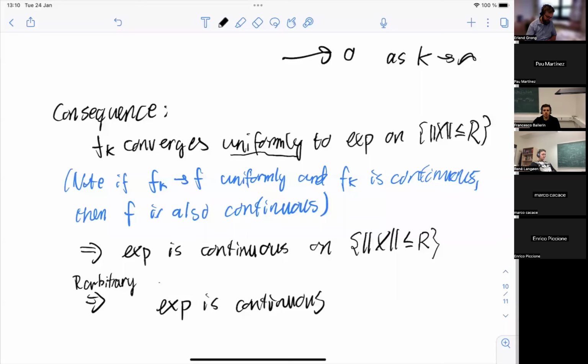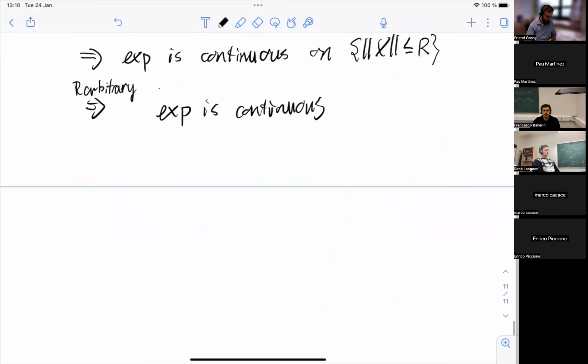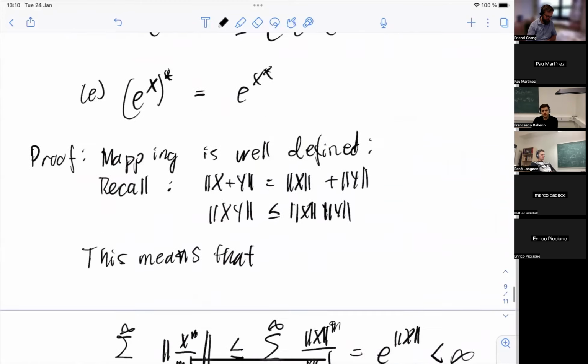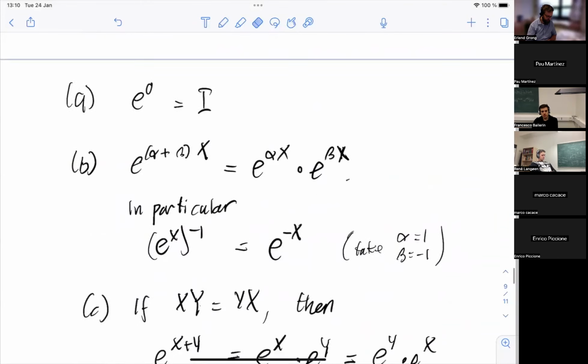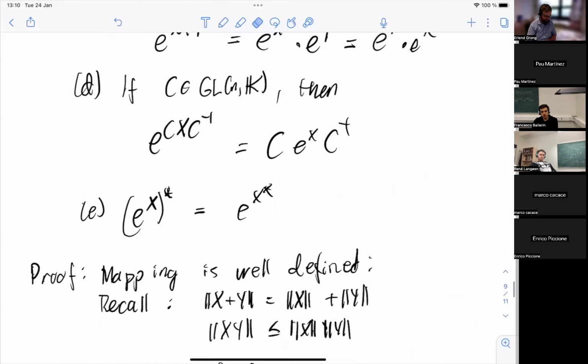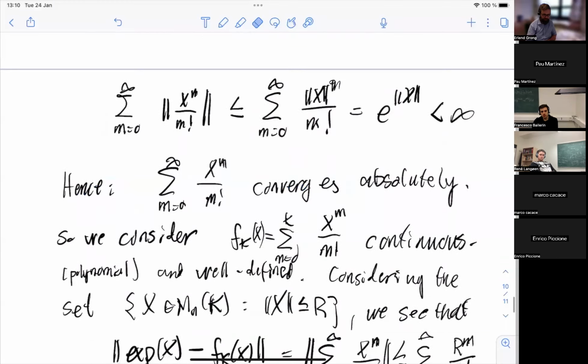Okay, then I'm resuming the recording again. Then we need to prove all of these other results. So we need to prove the A, B, C, D, E results, okay?